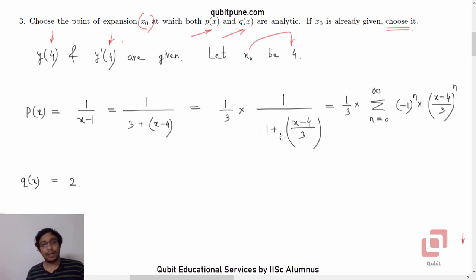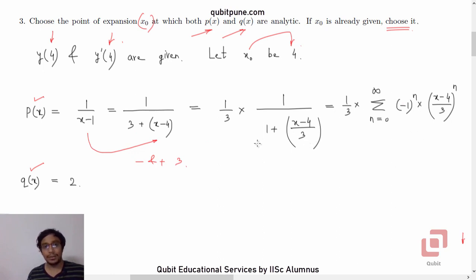Okay, so now what we will do is we will get p of x and q of x, if possible, in terms of the term x minus 4. So we'll perform our usual manipulations, bring in x minus 4 here. We'll subtract and add 3, and then we'll take 3 common, so it will then be this particular geometric series.